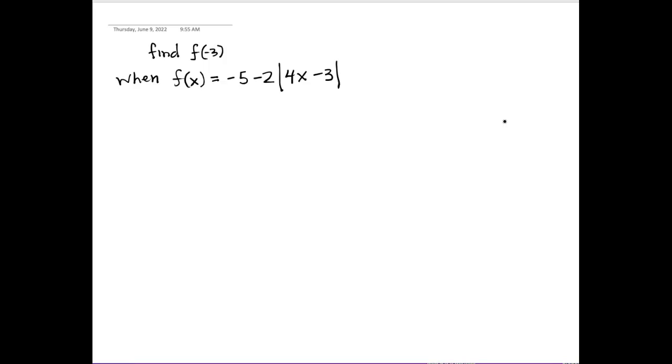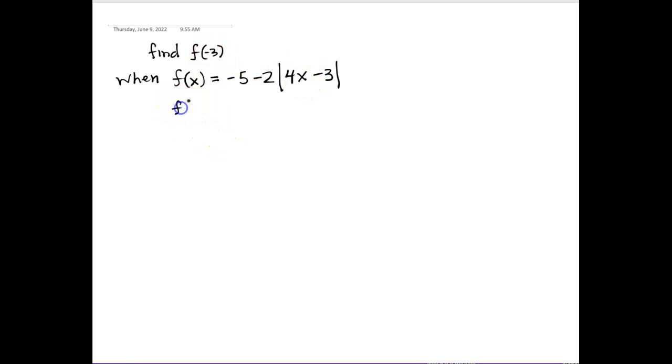So on this question it says to find f of negative 3 when f of x equals negative 5 minus 2 times the absolute value of 4x minus 3. Usually with this, if there's problems happening, it's usually because of order of operations, and so that comes into play on here. So remember, the first thing that we're going to do is put negative 3. We're going to replace everywhere we see an x with negative 3.